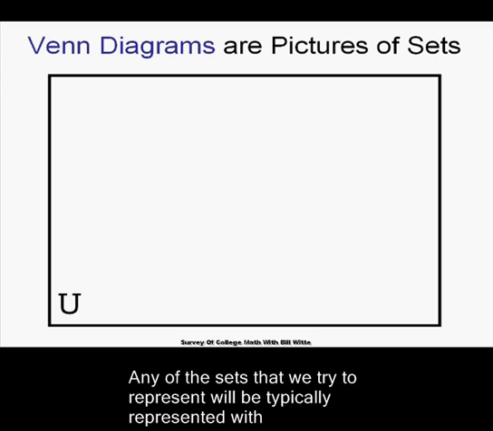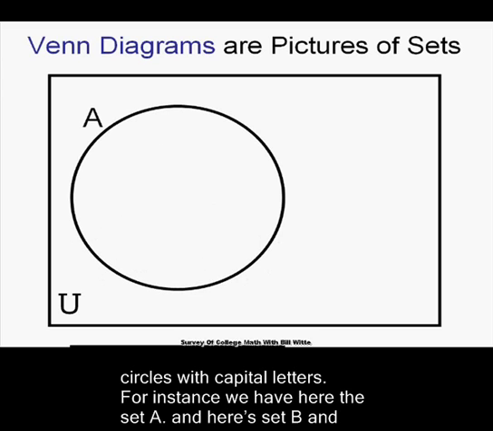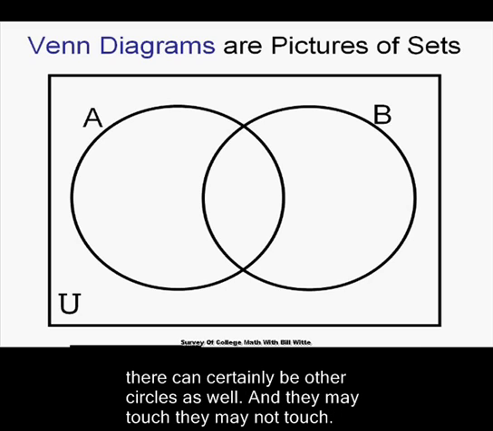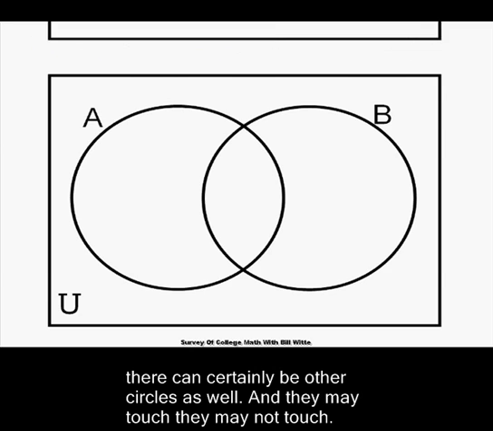Any of the sets that we try to represent will typically be circles with capital letters. For instance, set A and set B, and there can be other circles. And they may touch, they may not touch.